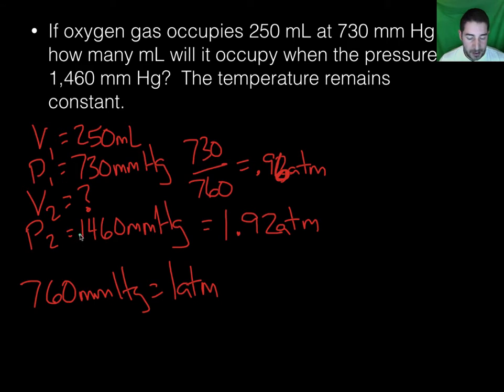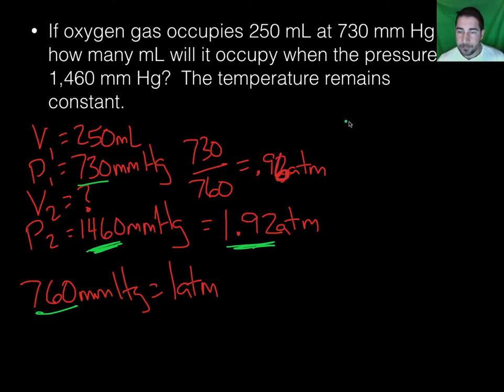Quick way to remember this: if this number is bigger than 760, you know that your ATMs are going to be bigger than 1, right? 760 is one ATM, so if this number is more than 760, your answer is going to be more than 1. So if you forget which way to divide it, you can use common sense. 730 is less than 760, so it's going to be less than 1. So you'll know that 0.96 is less than 1, so you know that you've done it correctly.